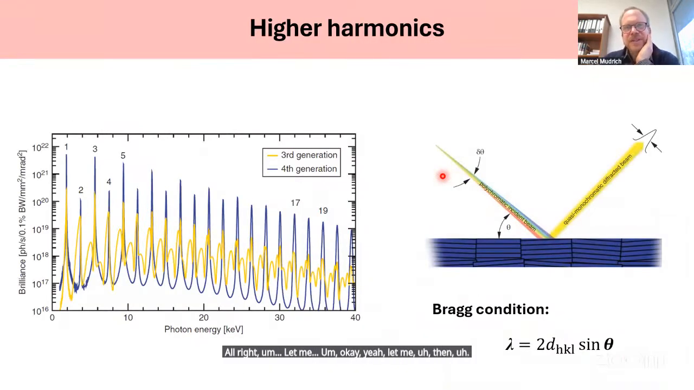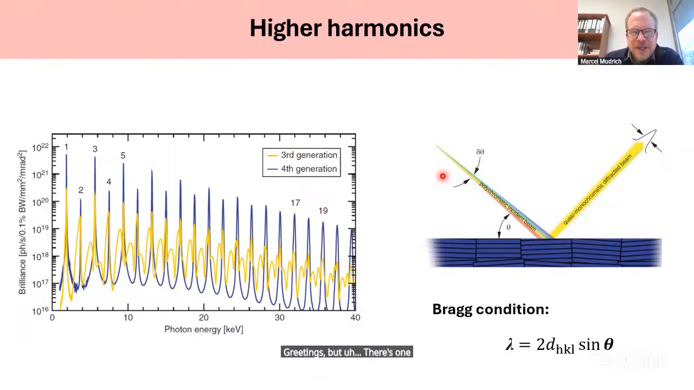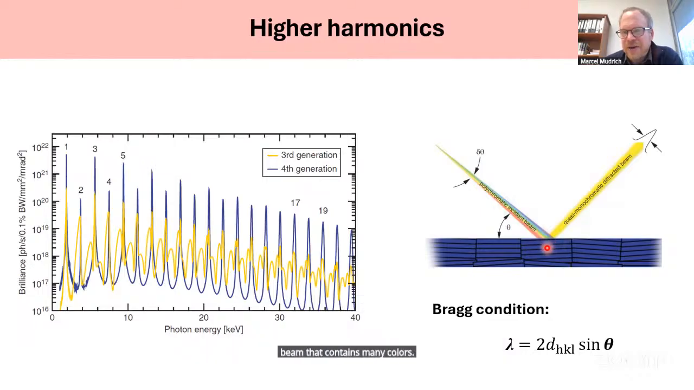So we are almost done with these gratings, but there's one more important aspect to diffraction gratings and monochromators. Just looking at this picture, it looks like we can just send in our polychromatic beam that contains many colors, diffracted off the crystal, and we get a perfectly monochromatic, or at least very narrow band diffracted beam, according to Bragg's condition.